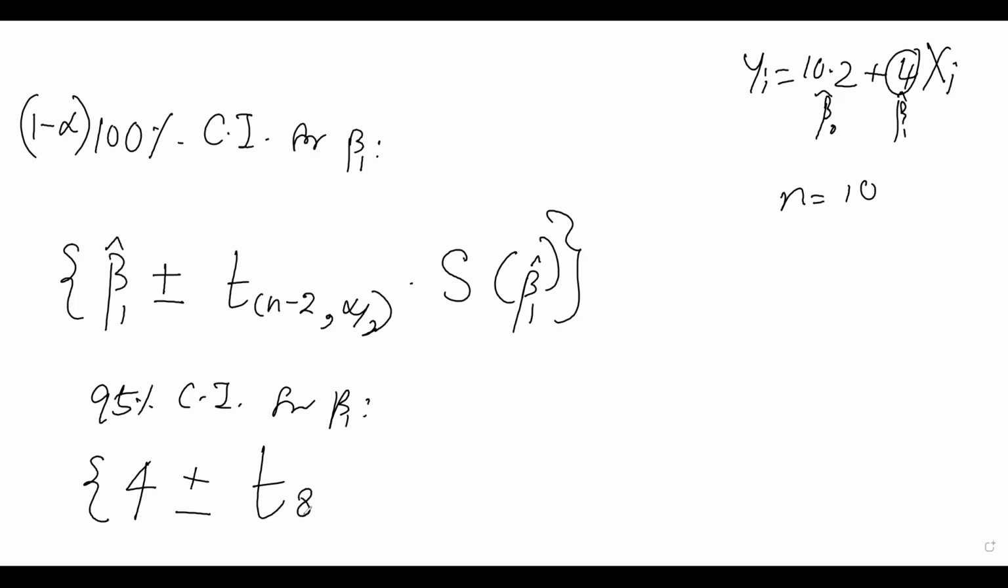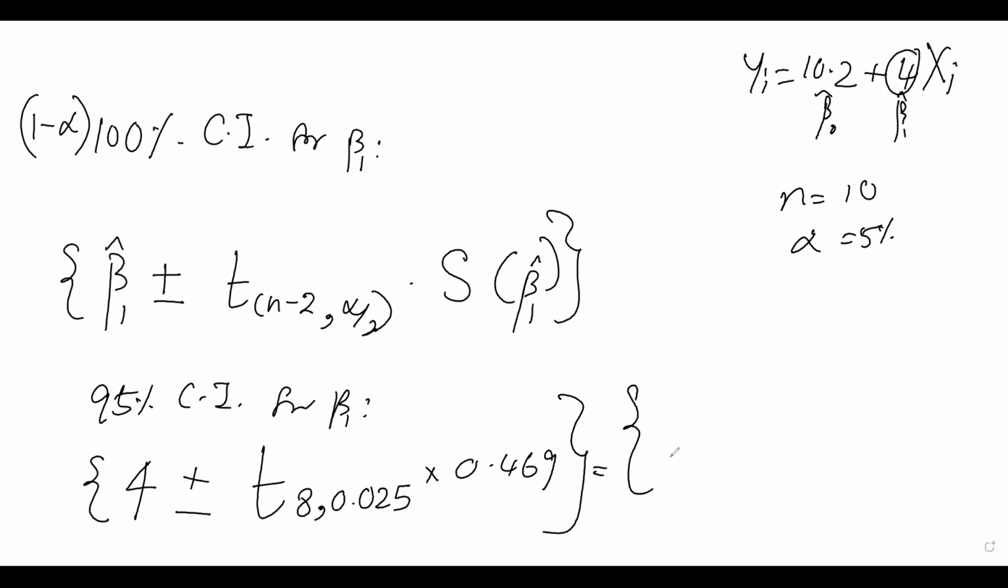Check whether you wrote this properly. And alpha is 0.05, which is 5%. So alpha over 2 is 0.025. 0.05 divided by 2 times, and we previously computed this quantity, which is 0.469. You have to read this value from the table and see whether you read that properly. How do you read that? T8 0.025.